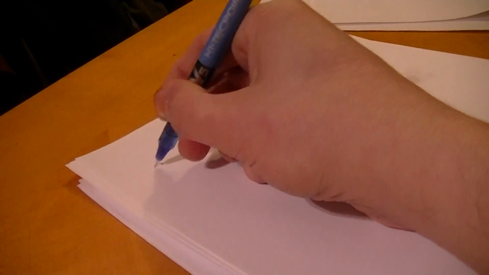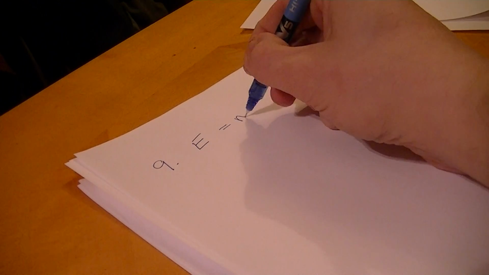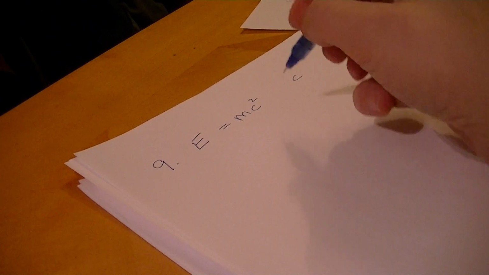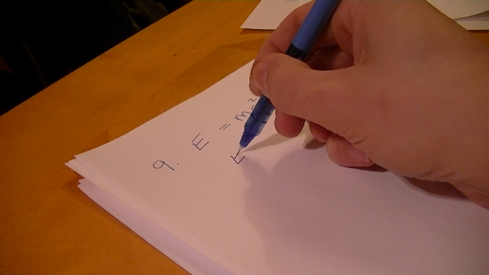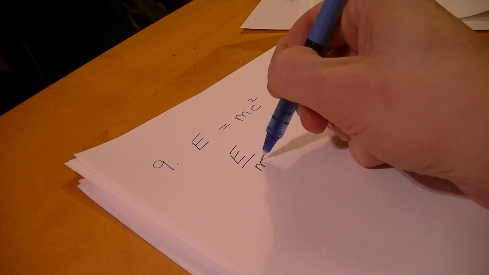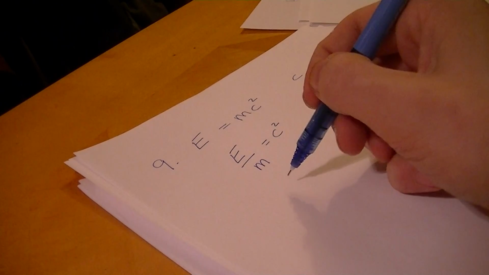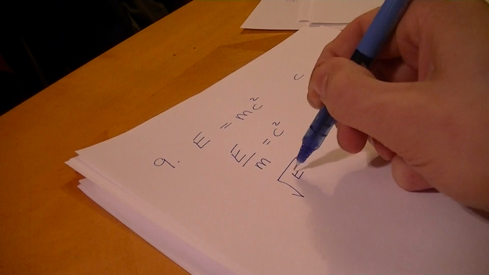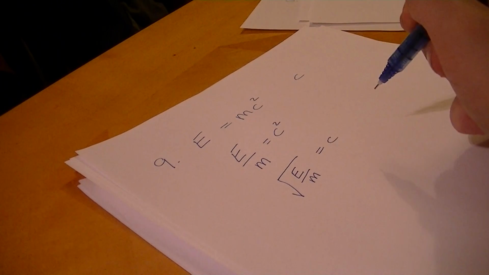Number 9. E equals mc squared. In terms of c, if we divide both sides by m, E over m equals c squared. You take the square root of both sides. The square root of E over m equals c.